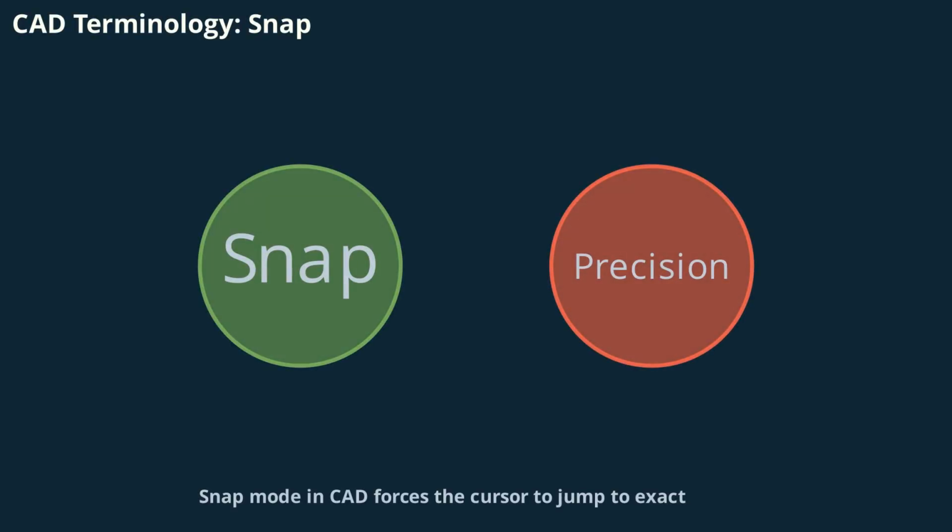Snap mode in CAD forces the cursor to jump to exact, predetermined increments in the drawing area. When snap is on, the cursor moves in fixed steps, making it easy to draw precisely. Snap is toggled with the F9 key or the snap command. Setting snap spacing ensures consistency and accuracy, especially when creating geometric shapes or aligning elements.